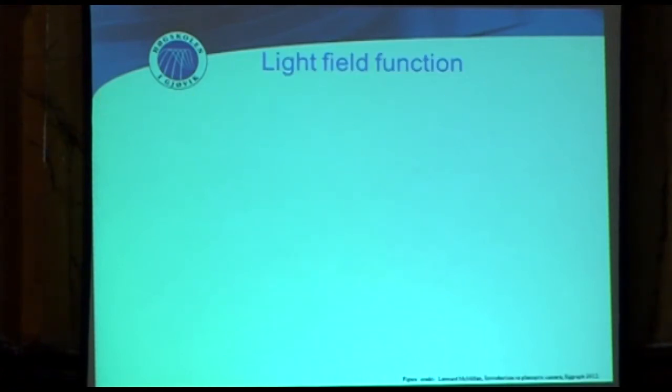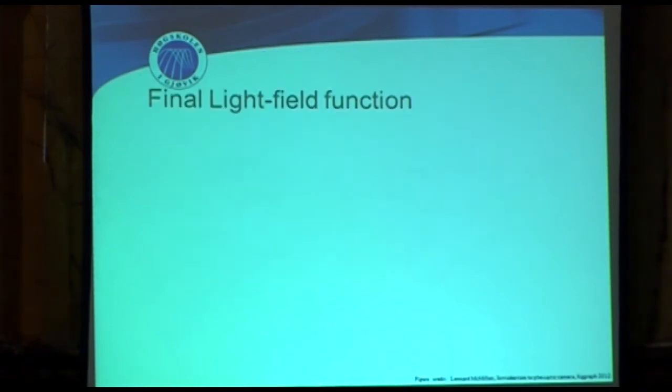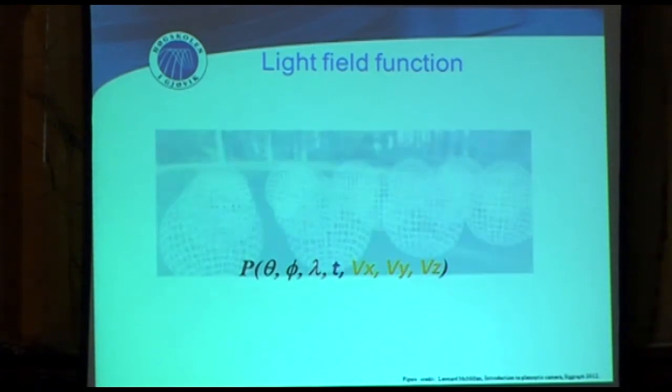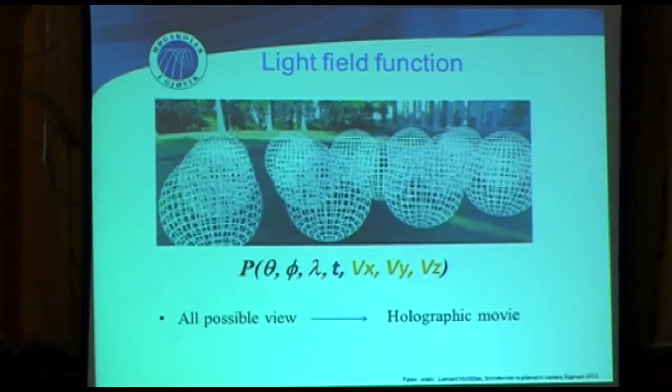In order to make the light field camera realizable, the light field function is defined as a function of 7 different variables. The first two variables correspond to the direction, measured in terms of azimuth as well as elevation. The third is the wavelength, which corresponds to color. The fourth is time, and the last three correspond to the 3 different spatial dimensions. What this equation essentially means is all the possible information one can visualize at every moment, at every position, and at every time. So basically, it will result in a holographic movie.